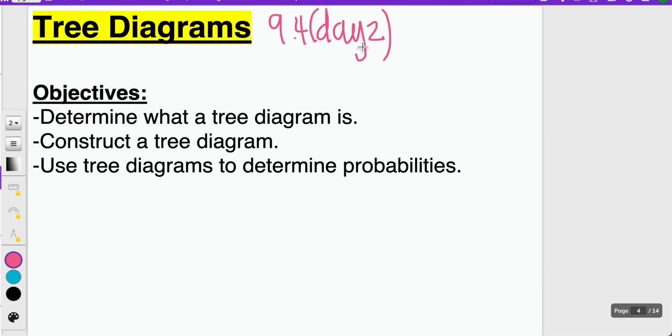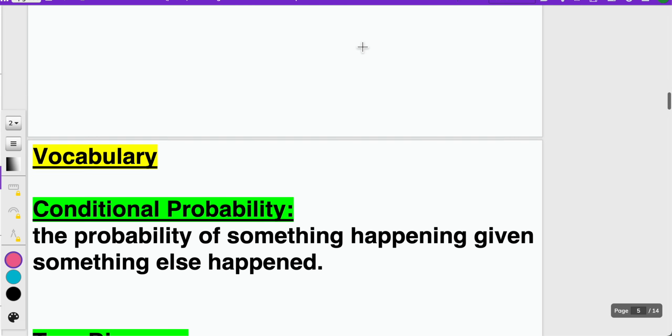And what we'll be able to do today is determine what a tree diagram is, how it's used, construct it, and then be able to use those tree diagrams to determine probabilities.